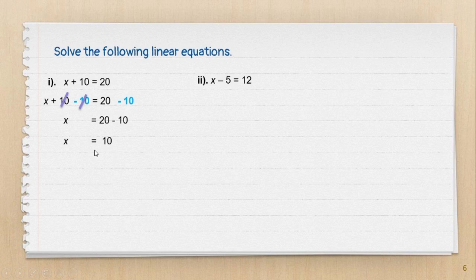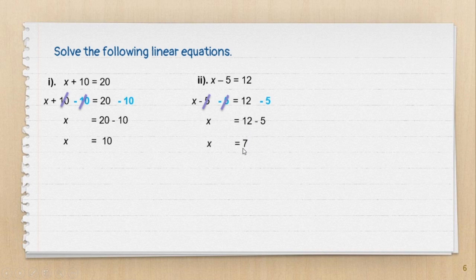Second equation. x subtract 5 equal 12. As previous, I have to make x the subject. Here we have minus 5. So I have to add plus 5 to both sides. Plus 5 and minus 5 cancel off. Then I can write the remaining terms. It's x equal 12 add 5. The final answer is x equal 17.